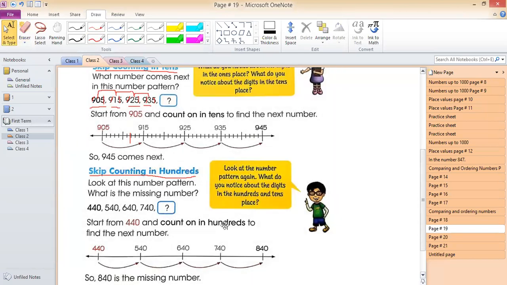Let's suppose I write this number: 440, 540, 640, 740. So look at this number, guys.